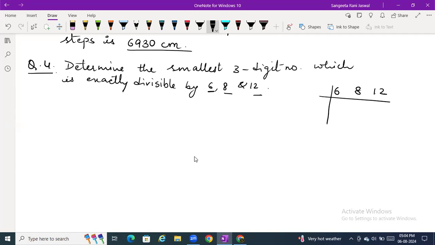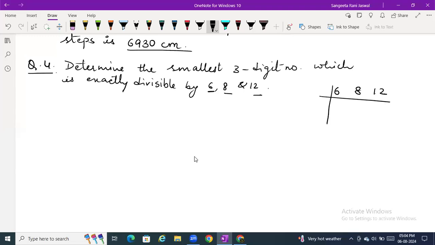Ma'am, I got the LCM of 6, 8, and 12. Okay. Ma'am, I got the LCM. Yes, beta. Ma'am, it's 24.